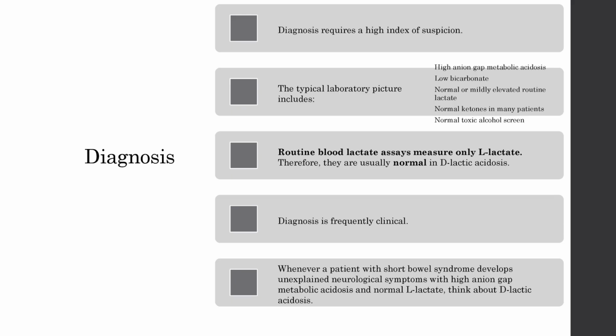Diagnosis requires a high index of suspicion. The typical laboratory picture includes high anion gap metabolic acidosis, low bicarbonate, normal or mildly elevated routine lactate, normal ketones in many patients, and a normal toxic alcohol screen. Here's the key point. Routine blood lactate assays measure only L-lactate. Therefore, they are usually normal in D-lactic acidosis.